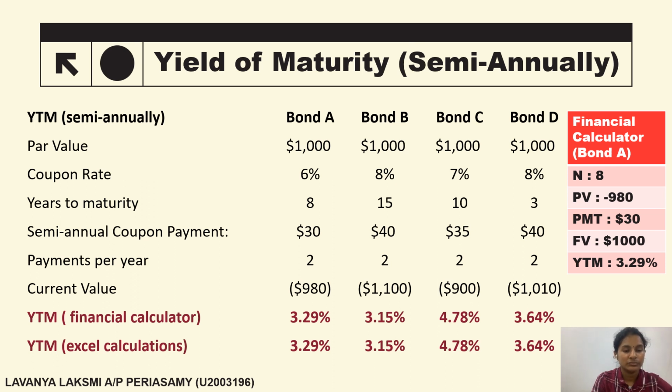We will get, for bond A, $30. For bond B, $40, bond C, $35, and bond D, $40. And for payments per year, it's 2 because they will be paid twice a year. So by using Excel calculations, you can refer to the Excel file. By using the financial calculator, for bond A, we got 3.29%, and for the rest of the bonds we also followed the same method.